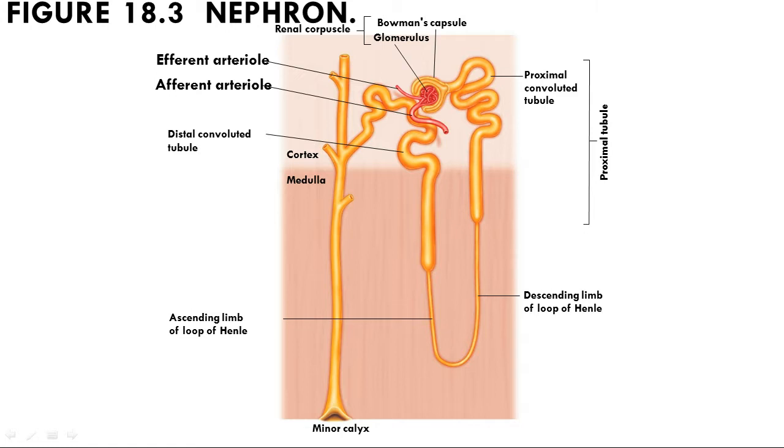Where else could solutes be secreted? At the tubes, besides the distal convoluted tubule. Sure, we can secrete at the collecting duct. Where else could we secrete? Into the proximal convoluted tubule.